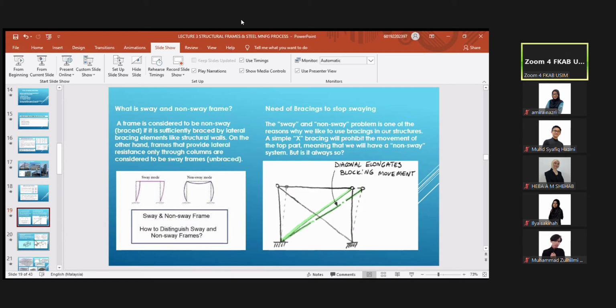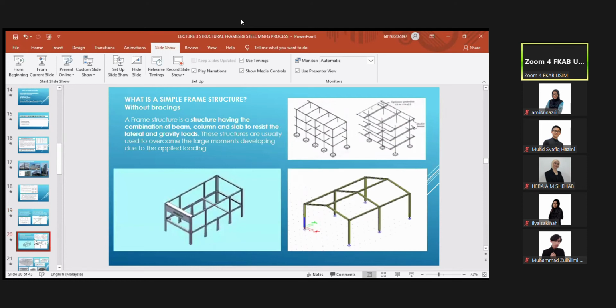Okay, more on this simple structure. What is a simple structure frame? Basically, a frame structure is a combination of beam, column and slab to resist lateral and gravity load. Lateral is sideways, wind load. Gravity is top load. Frame structures are usually used to overcome the large moment developed due to applied loading. Okay, this all depends on loading. And this is some example of a simple frame structure.